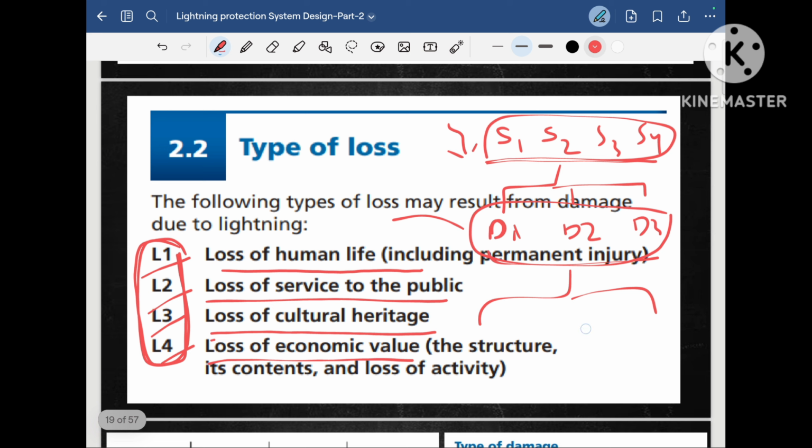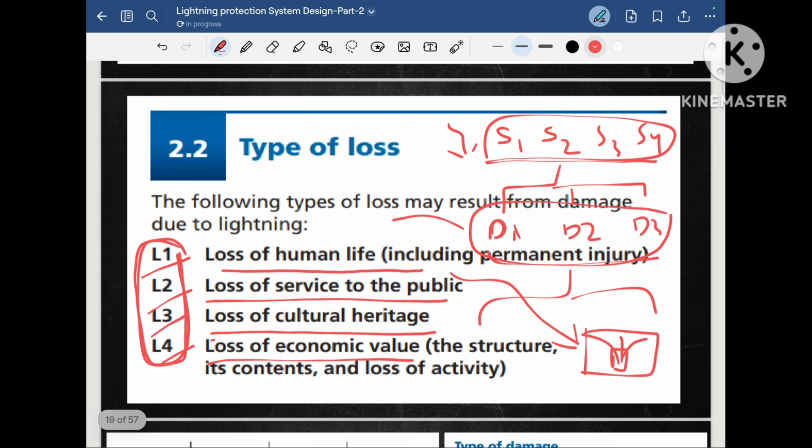Suppose I have a nuclear reactor project, a nuclear power plant, and there is a lightning strike to this project. What could be the possible damages? The people working in this project could be harmed. Apart from that, suppose this lightning strike leads the nuclear plant to fail and there is a radiation leakage due to this lightning strike, then what will happen?